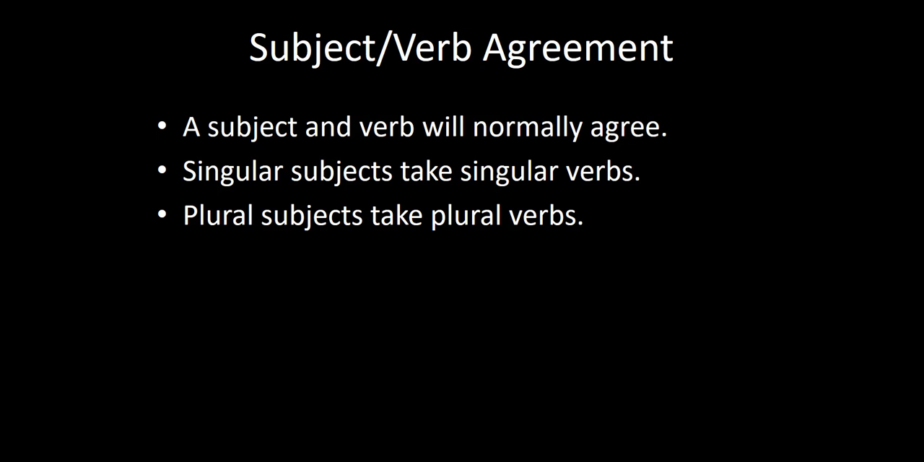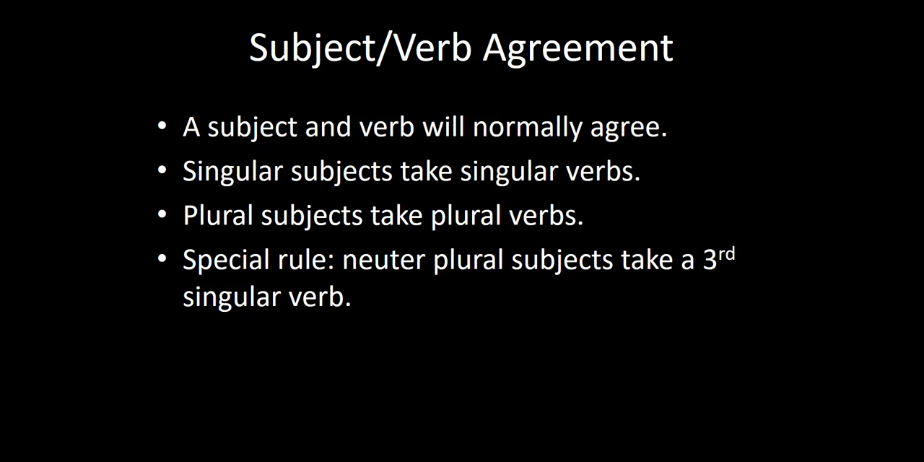So here's this weird rule. This is the type of thing that you're going to see 5 or 10 times, and it's going to look weird every time. And you're going to say, what's that? Why is this doing such and such? Oh, yeah, it's that crazy rule. And it's going to take you 10 or 20 minutes to get to the point where you say, oh, it's that crazy rule. Well, here's the rule. Neuter plural subjects take a third singular verb.